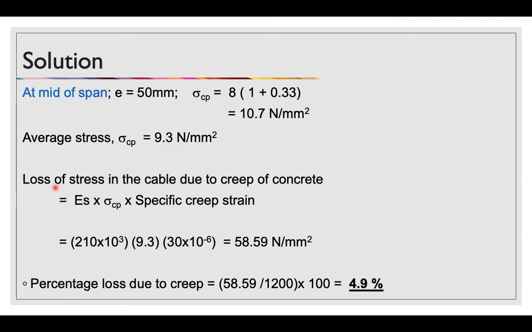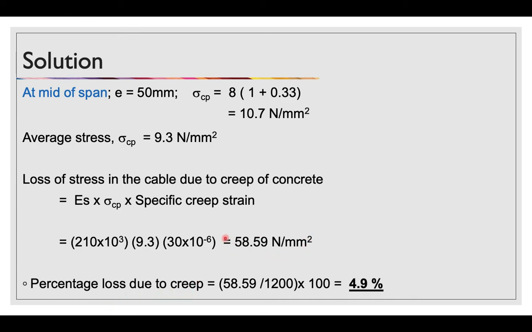Next we calculate the loss of stress in the cable due to the creep of concrete. We use this equation and multiply with the specific creep strain, which has already been given in the question. So we have Es, the modulus of elasticity for steel, multiplied with sigma cp, then multiplied with the specific creep strain given in the question. We have here 58.59 Newton per millimeter square. In the question, what we are required to do is to determine the percentage of loss that is due to creep.